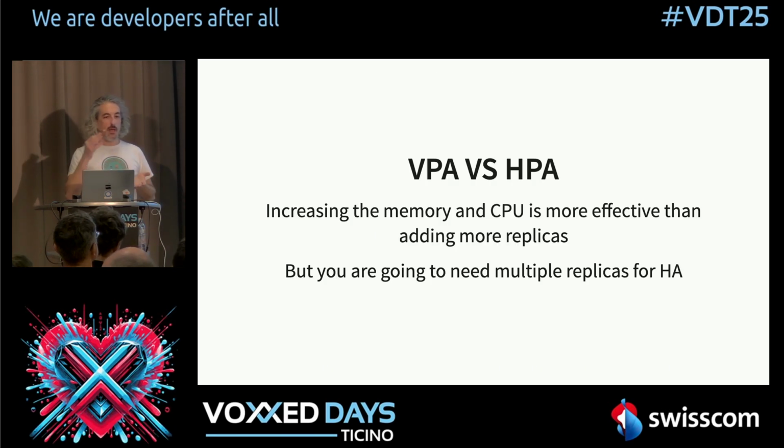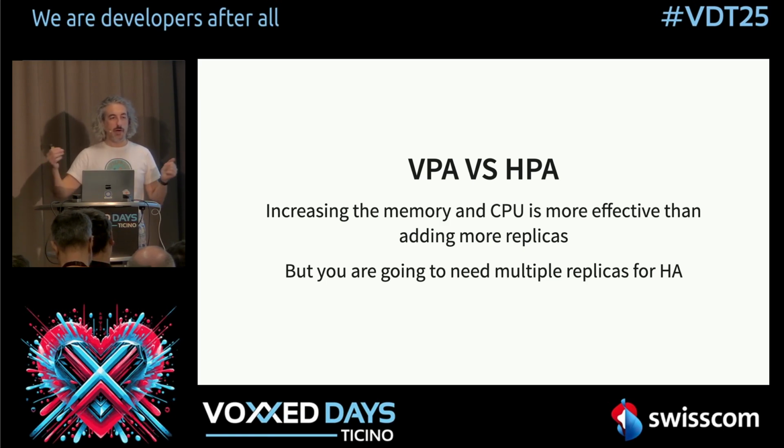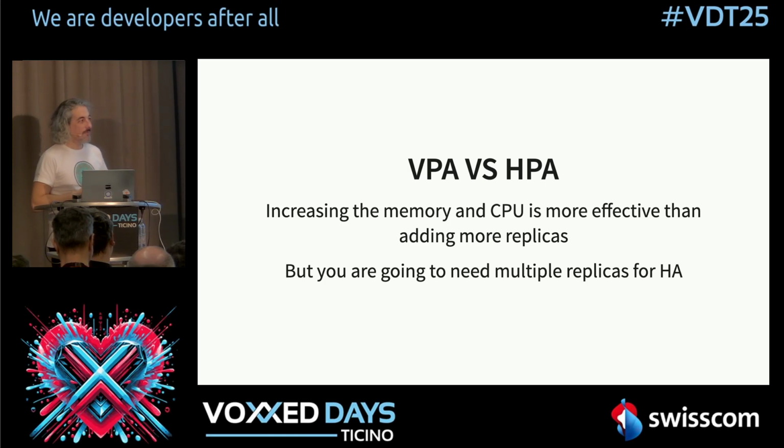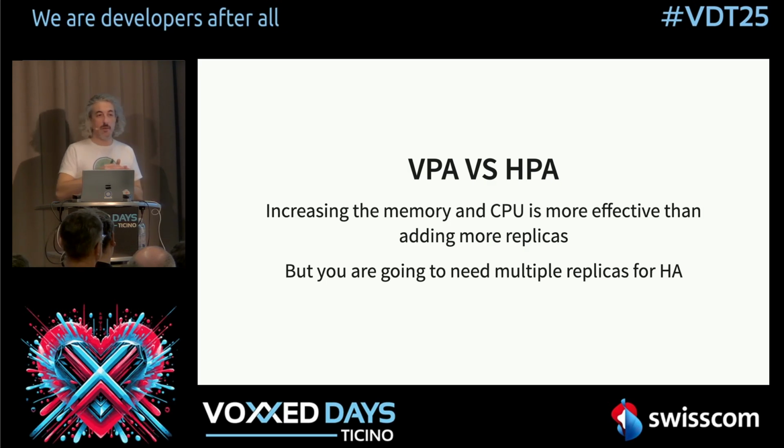When to use VPA, when to use HPA, depends on your use case. A lot of times it's more effective to give a container more memory and more CPU than running in parallel. Everybody knows that distributed computing is hard. Especially in Java, a lot of times it's going to be better to run twice the memory than just 2 pods with the same memory. But in a lot of cases, you're also going to need at least 2 pods running for HA. You don't want to run one, have it go down for whatever reason, and then have an outage.